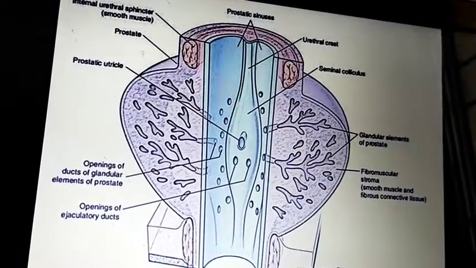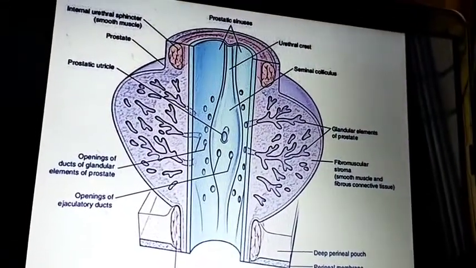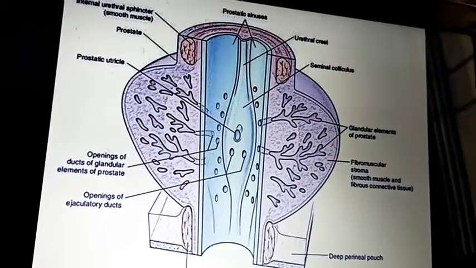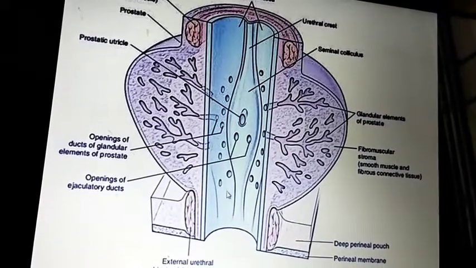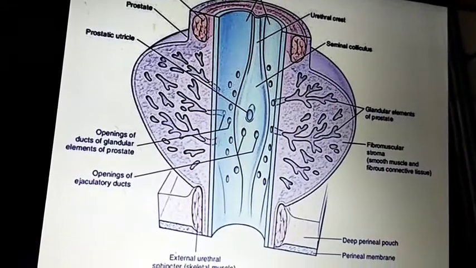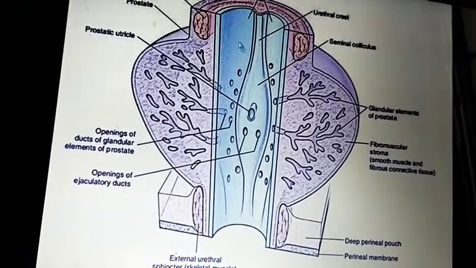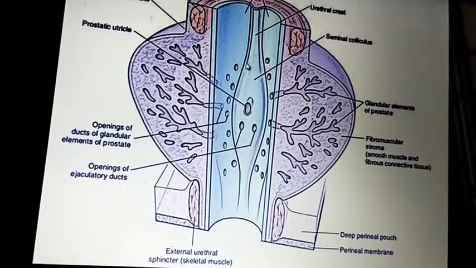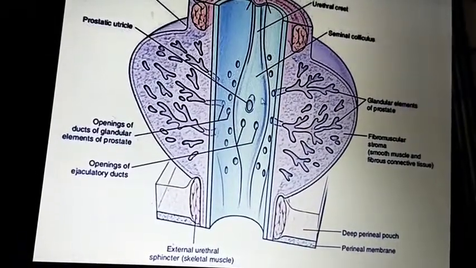Now, I have already explained the anatomy of the prostatic urethra during the anatomy of the urethra, so I will just briefly explain it. This is the urethra. The part of the urethra covered by the prostate is the prostatic urethra. On its posterior side there is an elevation called the urethral crest, and in the middle the urethral crest becomes dilated and has some openings.